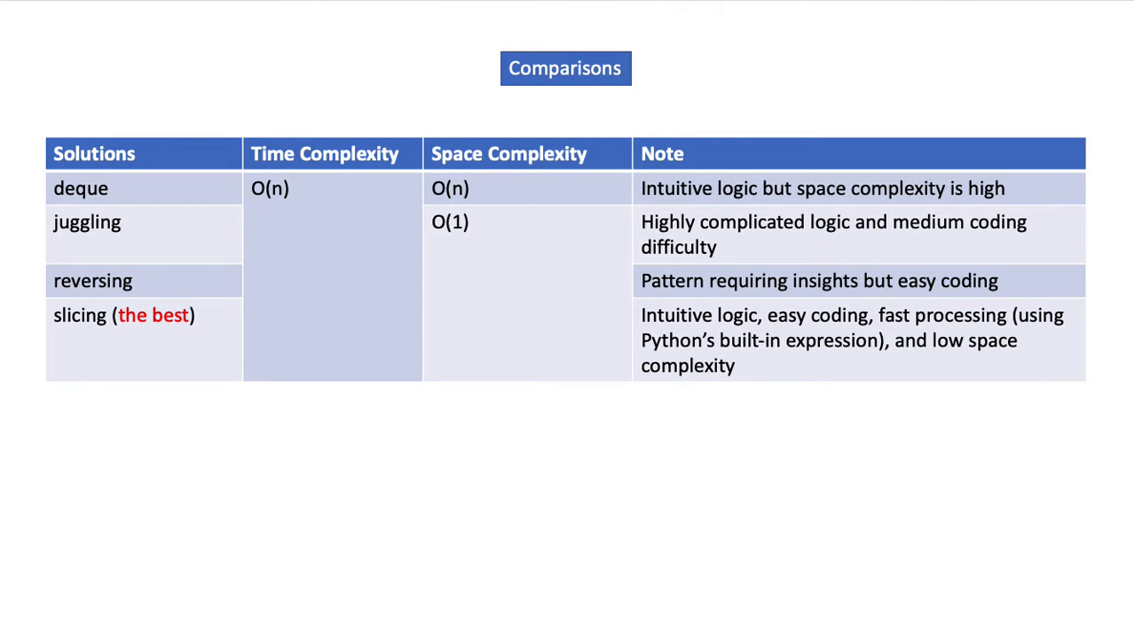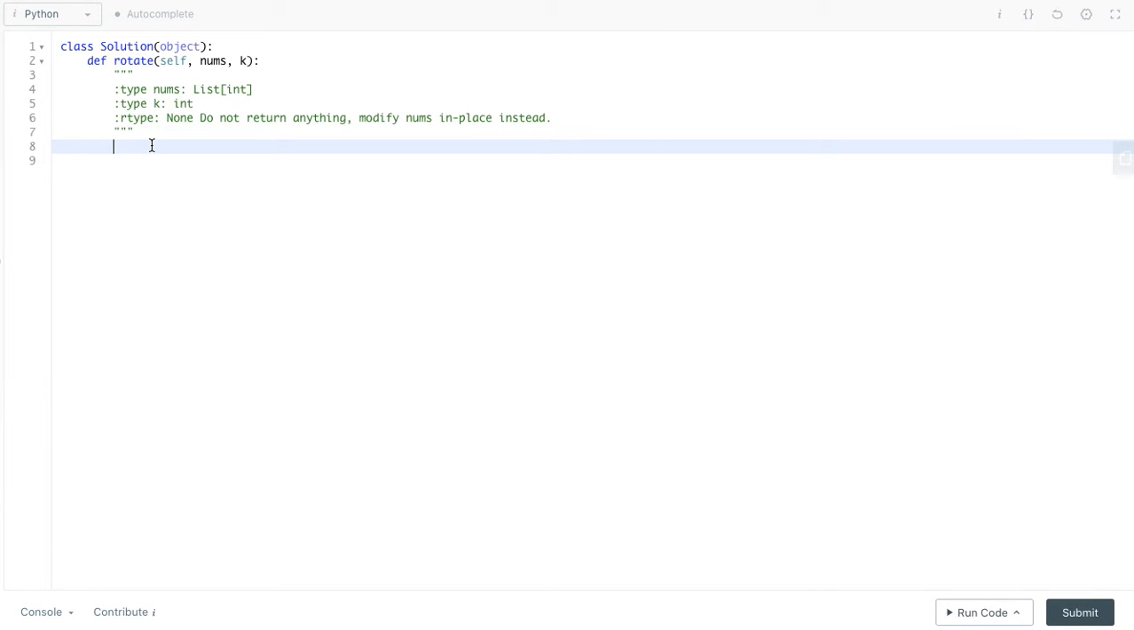Finally, I would like to compare these four solutions. Please feel free to pause the video to read the information here in some detail. In brief, slicing is considered the best, as it involves intuitive logic, easy coding, fast processing, and low space complexity. With the background introduced, let's write the code. In this video, I would like to demonstrate the slicing solution.